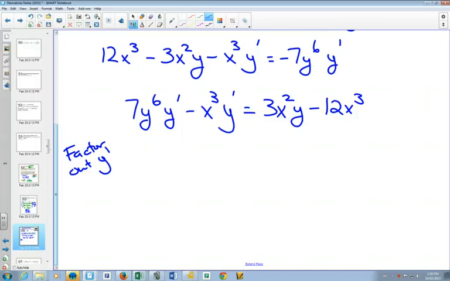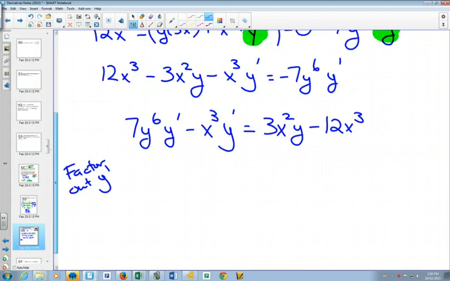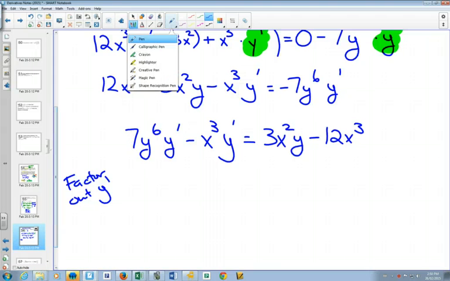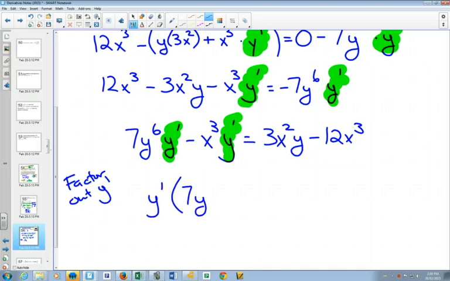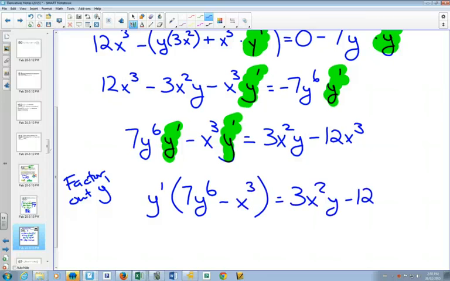And at this point, we can factor out the y prime. Here's our y prime, here's our y prime. Now they're both on the same side. And now we can factor that y prime out.